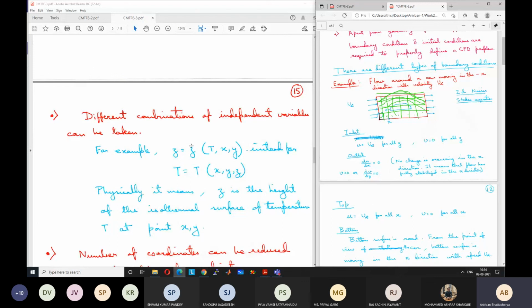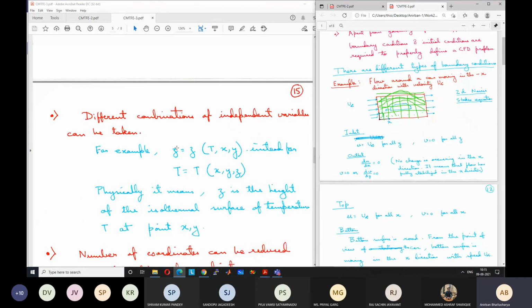Okay, physically what it means? It means that we are trying to find the value of height from the datum point, the value of height at which temperatures are constant. Okay, we are trying to find the height of the isothermal surface of temperature T at any point x, y. So my point is that we can define the problem in different ways also. What may be seen as a traditionally independent variable can also become a dependent variable, depending on the problem. Okay.